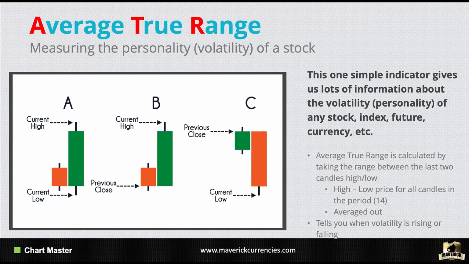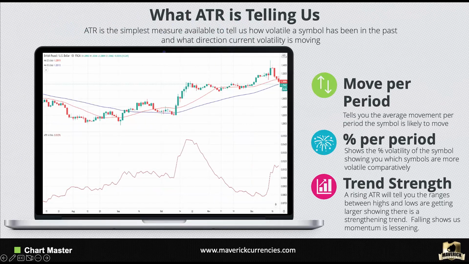This is one of the simple indicators that gives a lot of information about volatility, for any stock, index, currency, or any symbol that you're looking at. Average true range is calculated by taking the range between the high and the low prices of the candles, and the period can be adjusted based on the time frame you're looking at, and it averages out. So it tells you when the volatility is rising or falling, which is important as the market continues to change on a day-to-day basis.